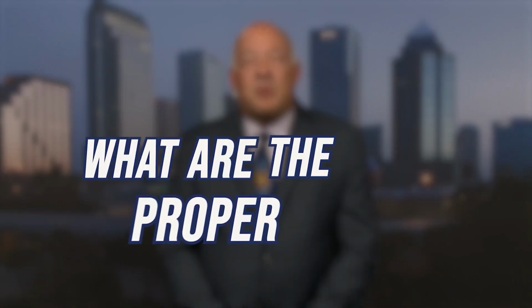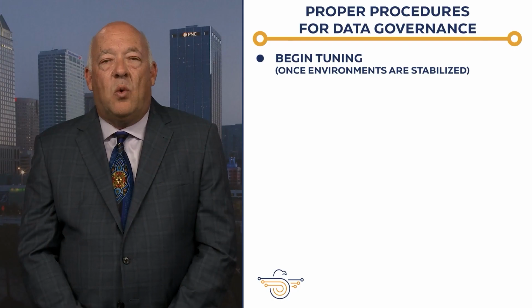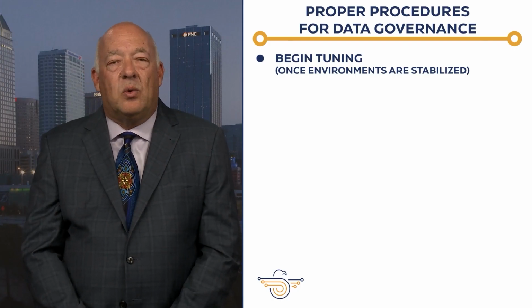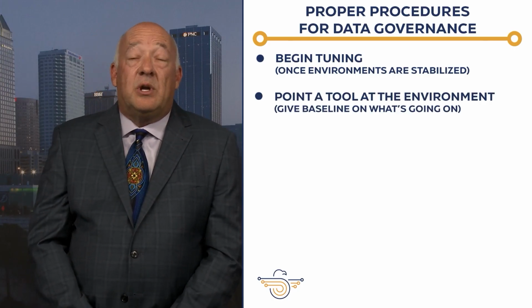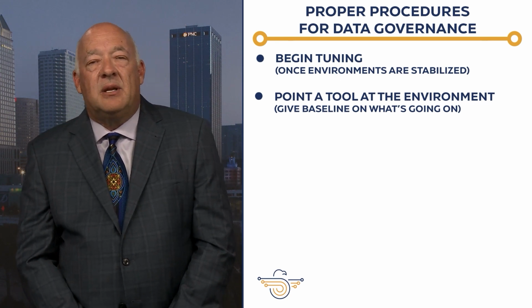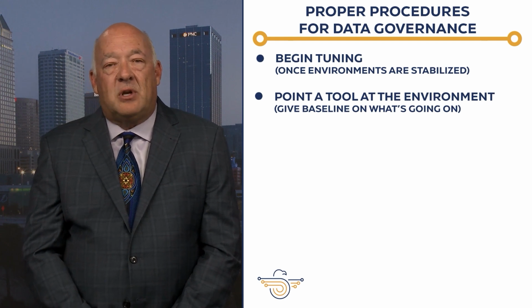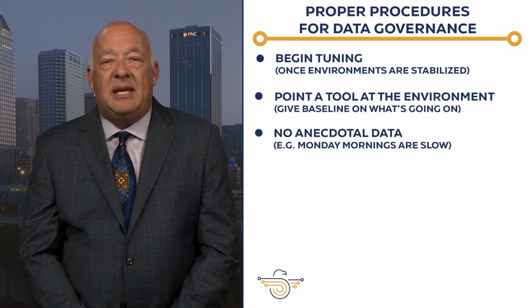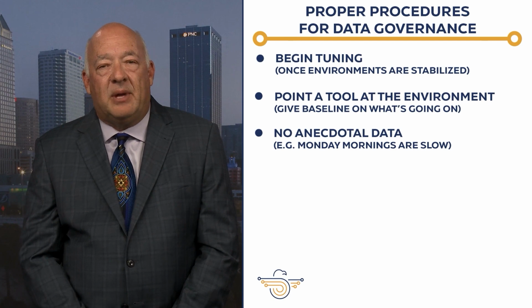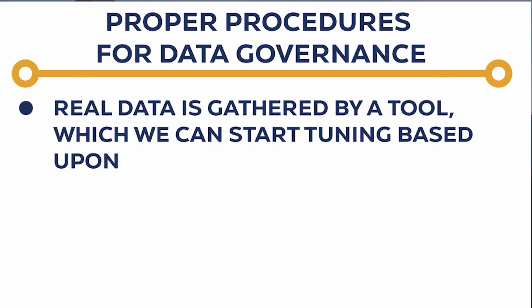So, what are the proper procedures for data governance? Once the environments are stabilized, we're going to begin tuning. We're going to point a tool at the environment. The purpose of the tool is to give us a baseline of what's going on so that we don't have simply anecdotal, things run slow on Monday mornings. This is not something you can tune based upon. Real data, that is, data gathered by a tool, is something that we can start tuning based upon.